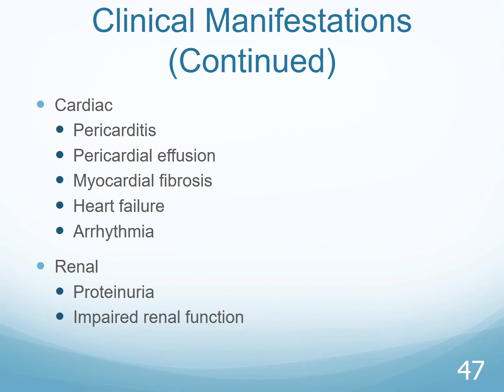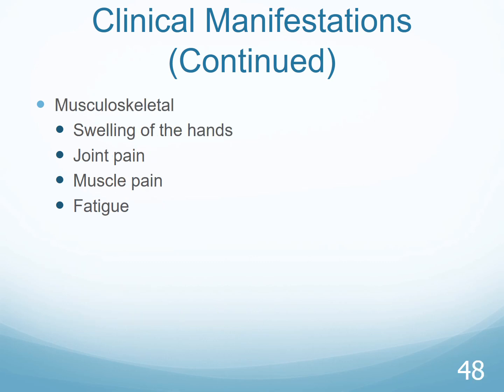Cardiac-wise, you will see pericarditis, pericardial effusion, myocardial fibrosis. They will go into heart failure. They may have arrhythmias. Kidney-wise, you will see proteinuria. You will see impaired renal function. In the musculoskeletal system, you will see swelling of the hands. They will complain of joint pain, muscle pain, and incredible fatigue.